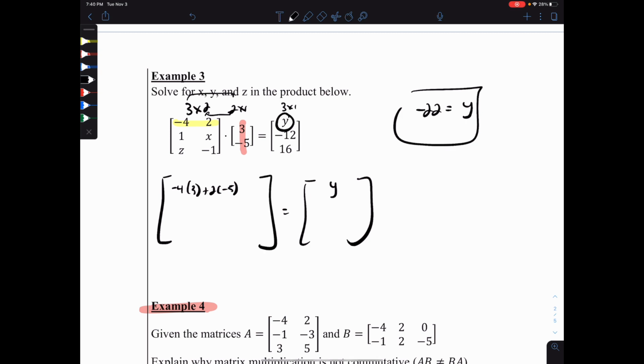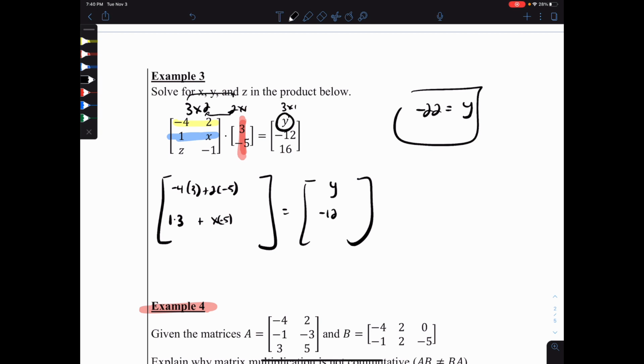And then moving forward, we just continue that process. So we can look for this -12, right? That is in row 2, column 1. So I would take row 2 and multiply it by column 1. So I'd get 1 times 3, and then I would add whatever x is times -5. And that should give me the answer of -12.